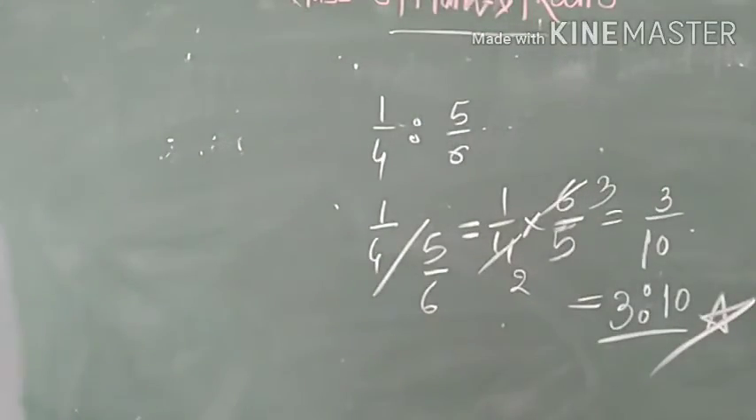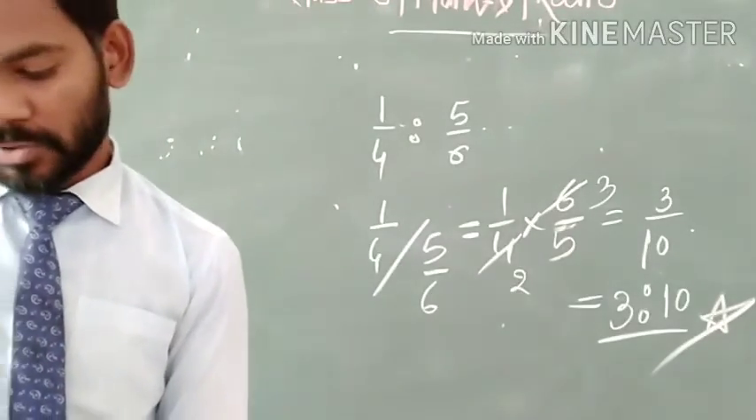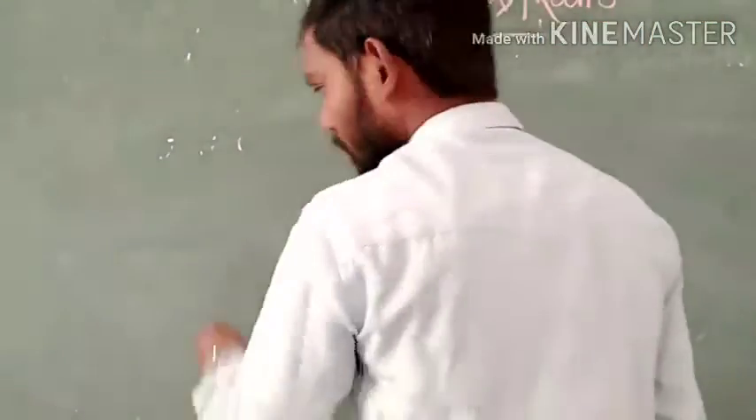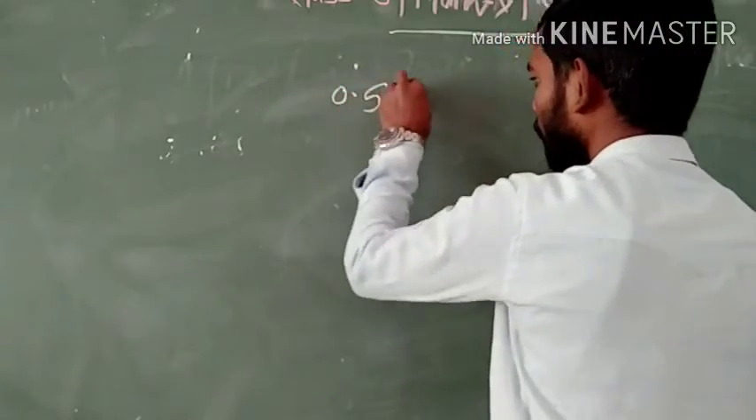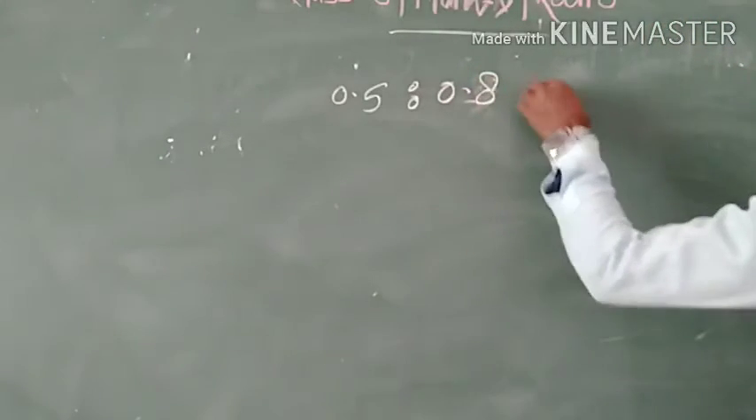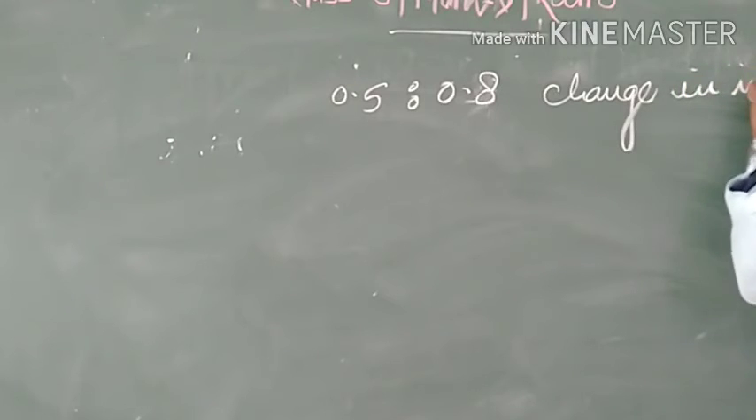Okay, students, I hope it is clear how to solve such type of question. Sometimes the question is asked in decimal form also. Decimal form of such a question is very simple. Here the first question is 0.5 ratio 0.8, change into integer.